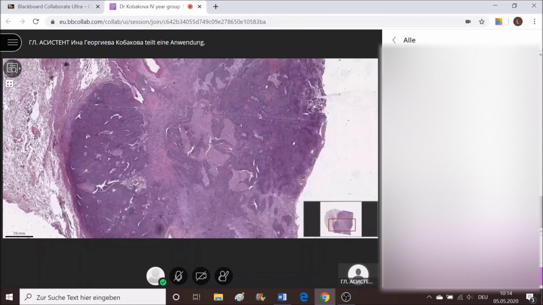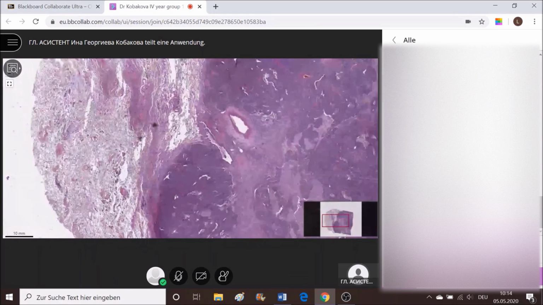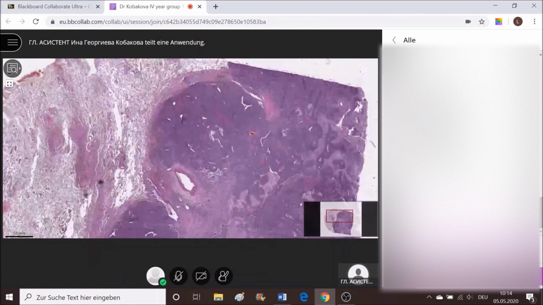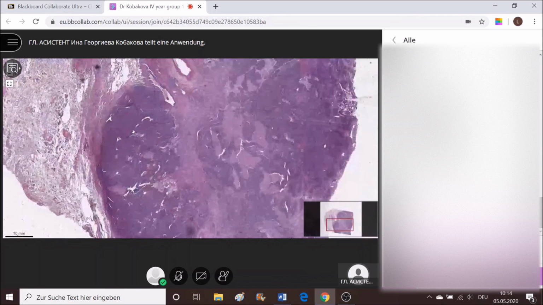Yes, the whole dark area here, which is pushing the surrounding structures of the lungs apart, and it's causing atelectatic changes inside the lungs. This is all connected to the malignant tumor that is growing here. Yes, the whole dark area is a tumor.